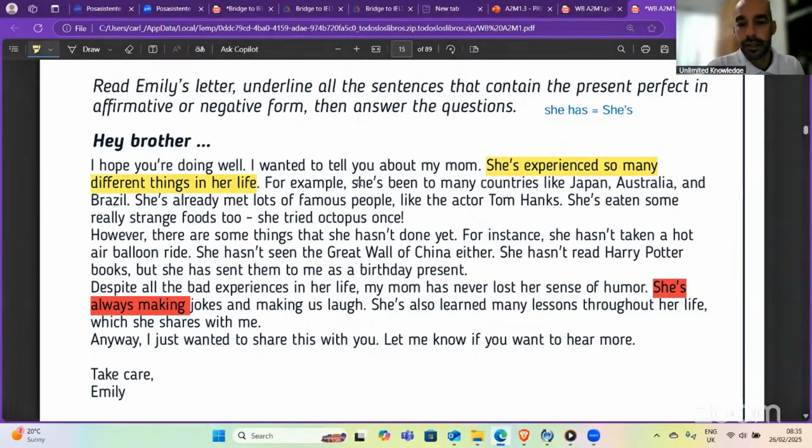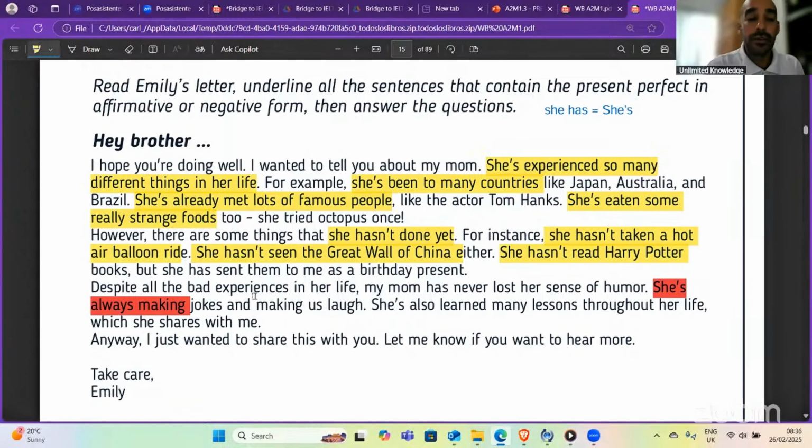For example, she has been to many countries. She has already met lots of famous people. She has eaten some really strange foods. Here we have a negative example. There are some things she hasn't done yet. For example, she hasn't taken a hot air balloon ride. She hasn't seen the Great Wall of China. And she hasn't read Harry Potter.